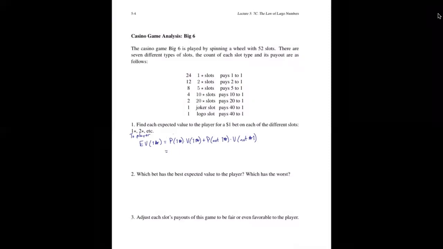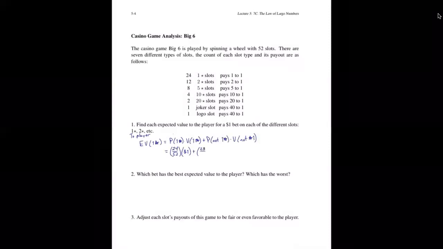The probability of a 1-star slot is 24 slots out of 52, and we'll be paid $1 for that. We'll keep the dollar we put down, and the house would pay us $1 because we landed on a 1-star. Plus 28 out of 52 other slots. That's the probability to land on something that's not a 1-star slot, and in this case, it's a negative $1 to the player. We lose the dollar that we put down. So this is 24 minus 28 over 52.